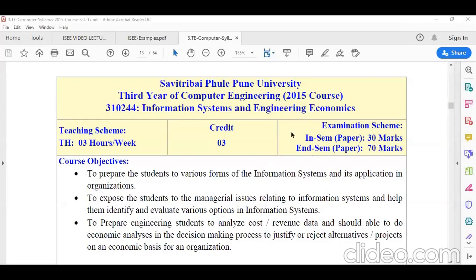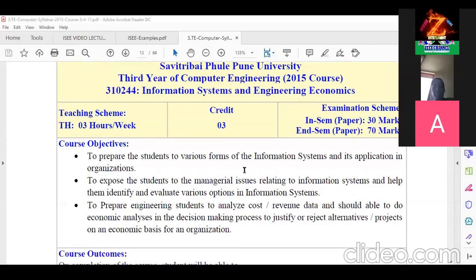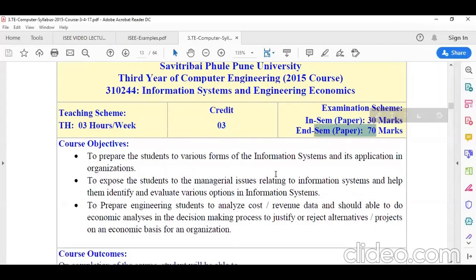And in this semester, you are now in the middle of your degree. A lot of new things you will learn, and that will help you for your future career. Now in this semester we have one of the subjects, that is Information System and Engineering Economics. Now you can see here we have 3 credits for this subject. As usual, we have the in-sem paper of 30 marks and the end-sem paper of 70 marks.